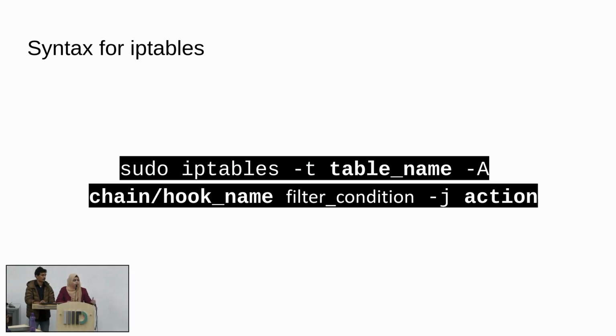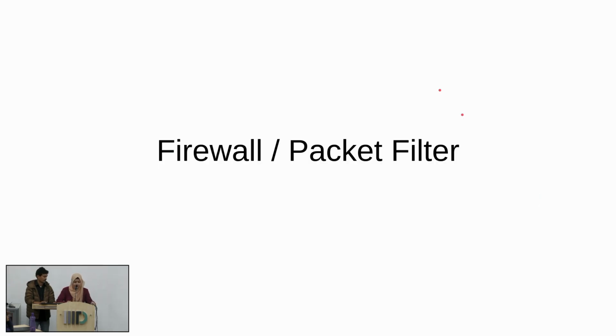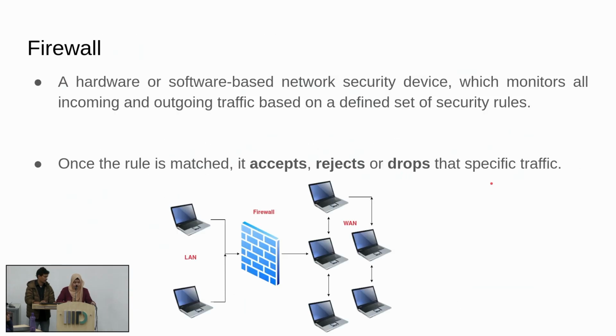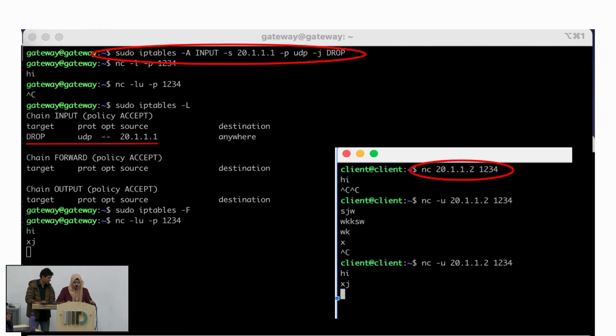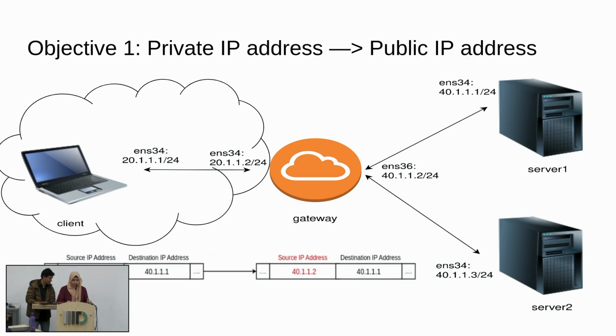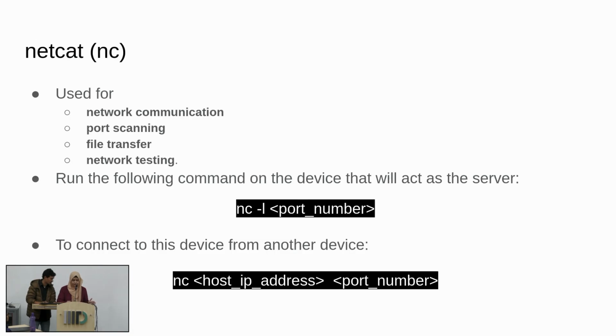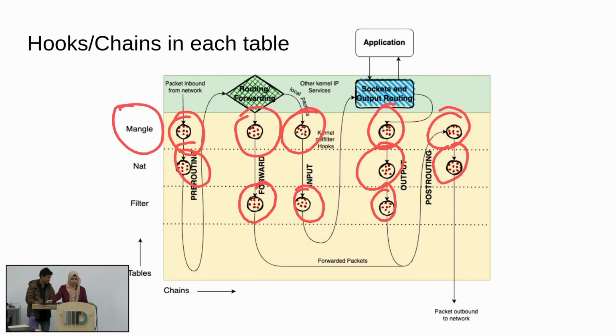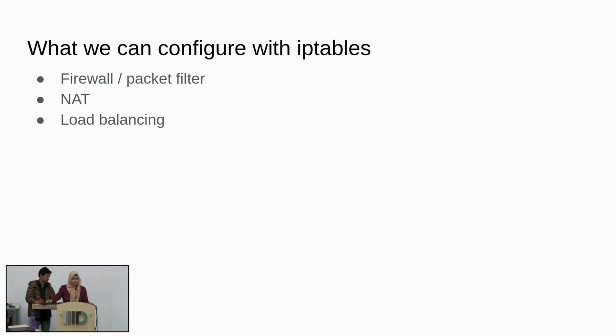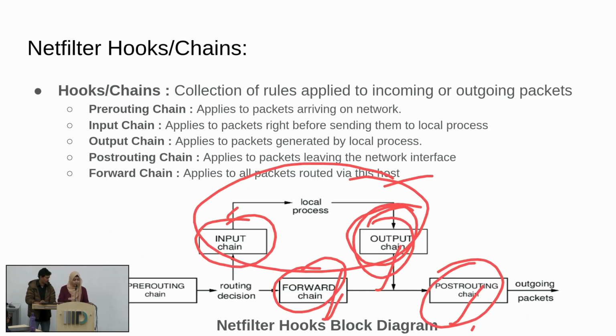Do you want me to go to that particular block diagram of the chains? We have it previous. Previous one. The block diagram. Netfilter block diagram. So we have it here, right? Let's identify the hook where to add the rule in.